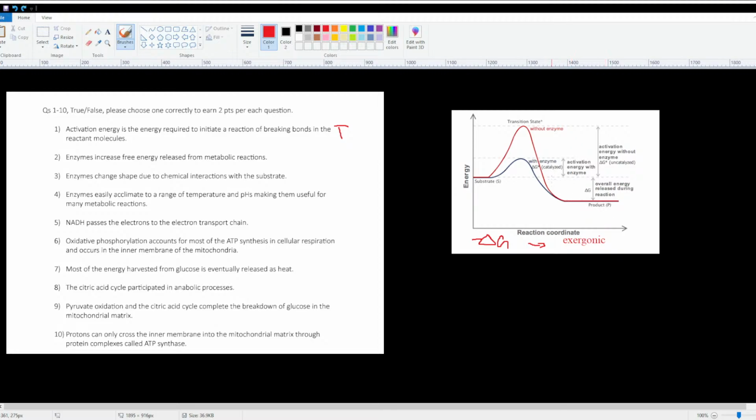But look at here, right? The difference between an enzyme catalyzed reaction and a non-enzyme catalyzed reaction, well, the only thing that's changing is the activation energy, because they both end up in the same spot, right? They both end up at the same energy level. There was no increase of energy, there was no decrease of energy. The only thing that changed was the activation energy.